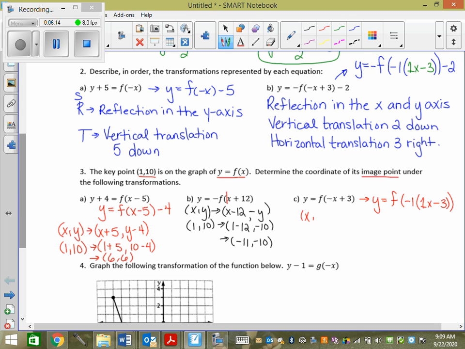So I'm going to get x, y. I'm going to get a negative x because it's still with the x, right? Even if I take that negative 1 out, it's still with the x, correct? Because I put those extra brackets around the outside. So I'm going to get negative x plus 3, comma, y. So 1, 10 becomes negative 1 plus 3, 10, which is 2, 10.